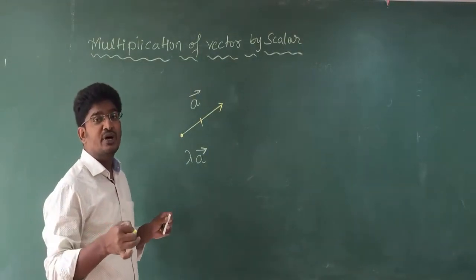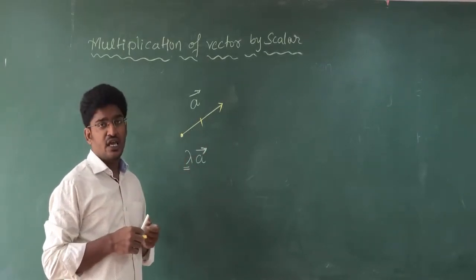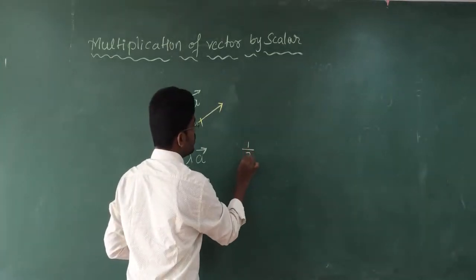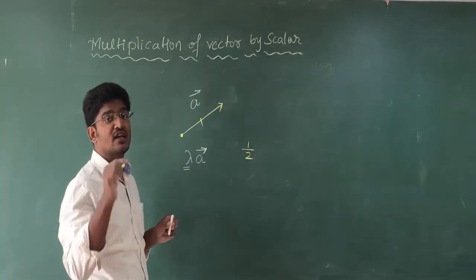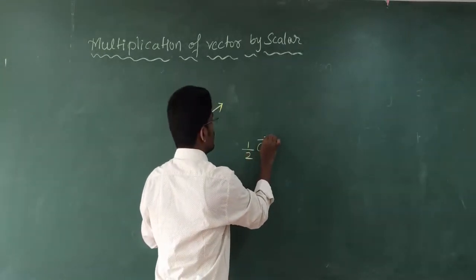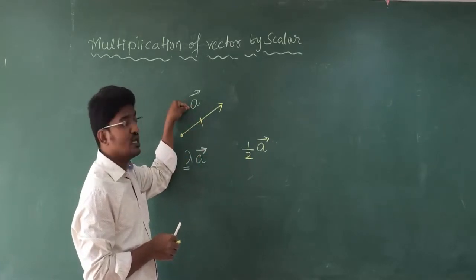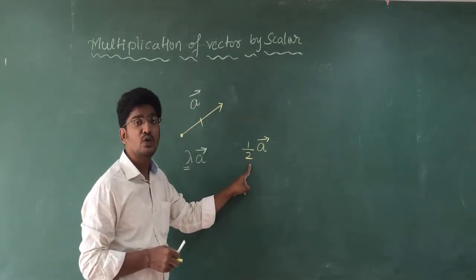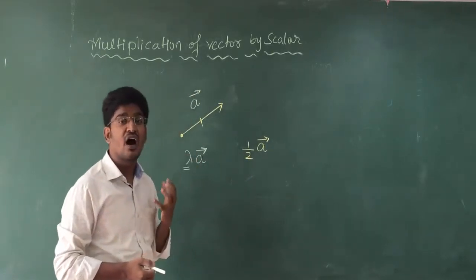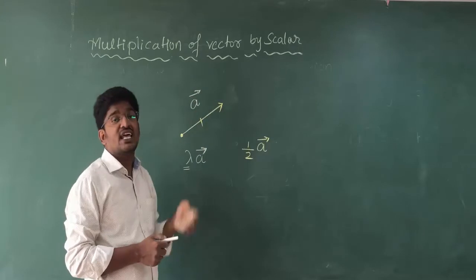So what happens if I go on changing this lambda? I will explain to you. This is a vector A. Suppose, see, I multiply the scalar term 1 by 2 for vector A. This vector A is multiplied with 1 by 2. Are you getting my point? That means half of the given vector A. This is vector A. Half of this vector A will be what?